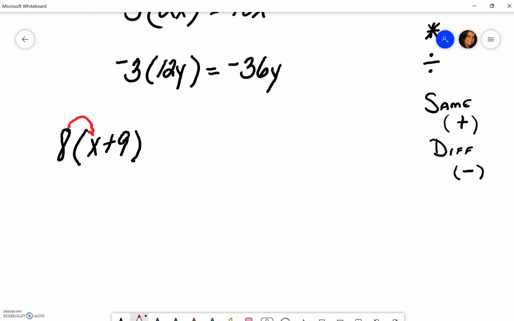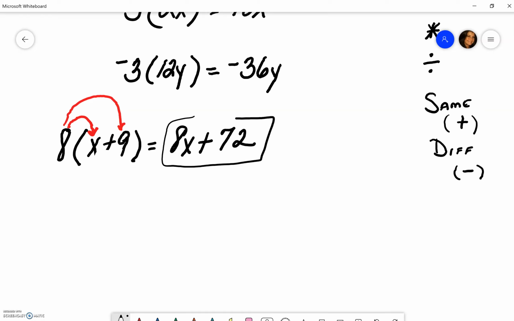So to distribute, multiply it out. You multiply 8 times the x, and we also multiply 8 by the 9. But we have to think of the 9 as one unit right here as a plus 9. So when we multiply it out, let me write this. This becomes 8x plus 72. And we look at it, they both don't have the variable x, so this would be our final answer. So let's try another one.